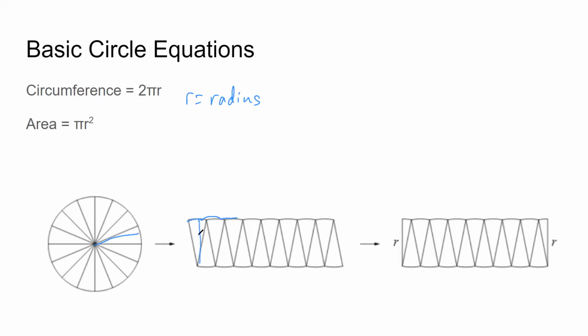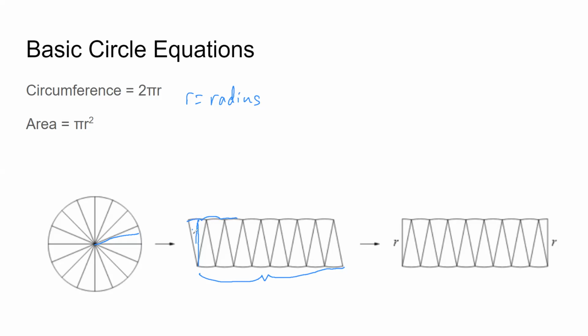We can just... well, area of a parallelogram is just the base length times the height. So the height is this, and then the base is this. Well, this height is actually just the radius of the original circle. So they label it here.